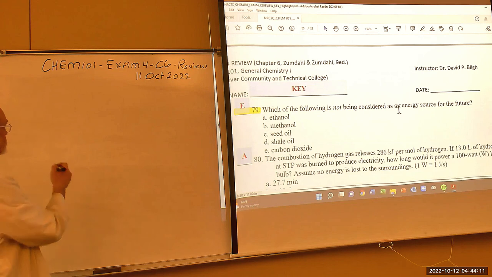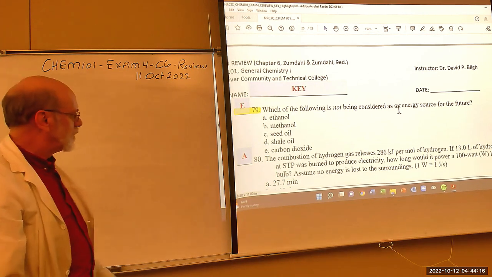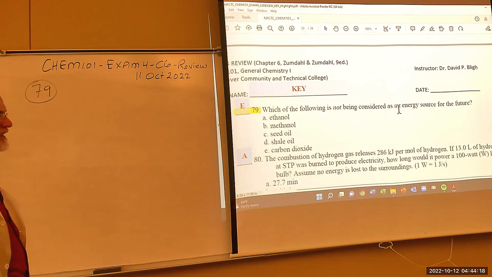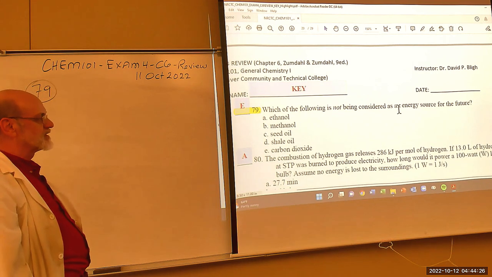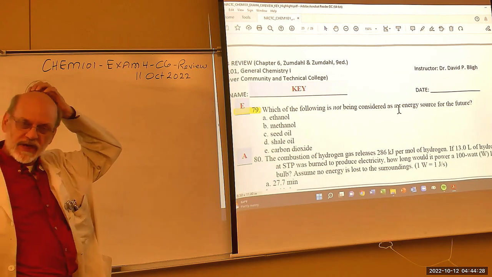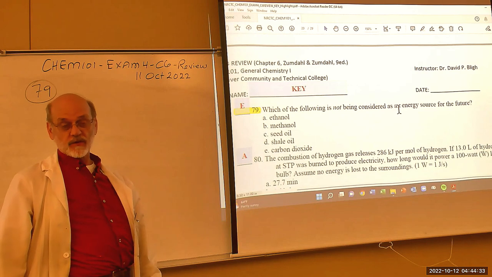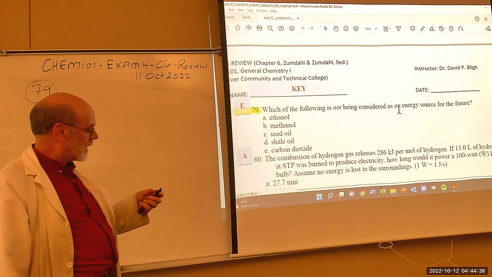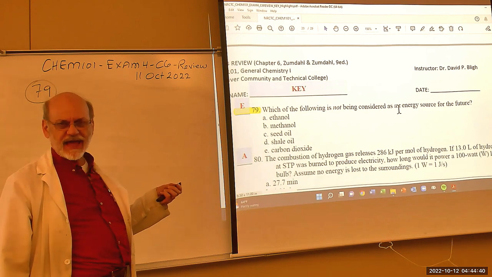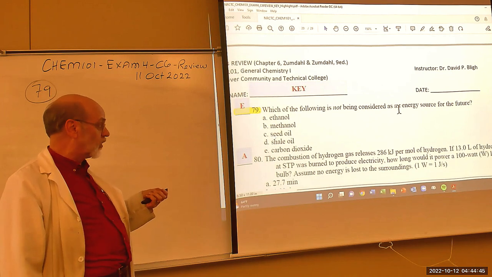All right, 79. Which of the following is not being considered as an energy source for the future? Remember that slide where we had all the possible energy sources that were either in use now or future, right? Ethanol was one. We've got that in our gas, mixed in our gas now. Methanol is a possibility. Seed oil is a possibility.